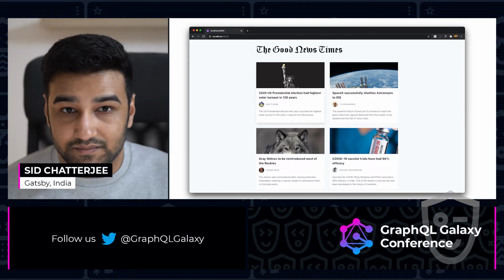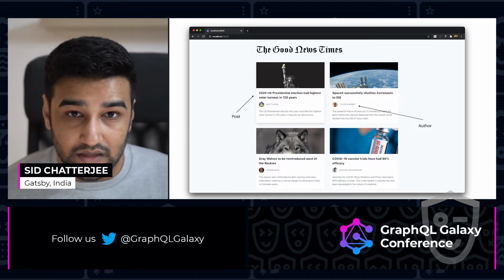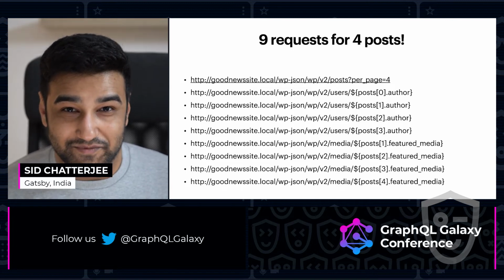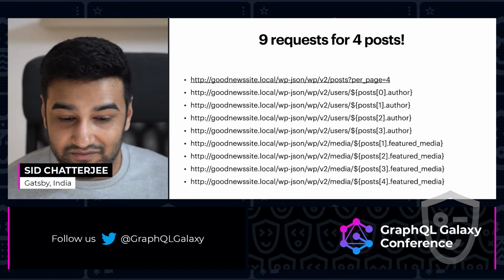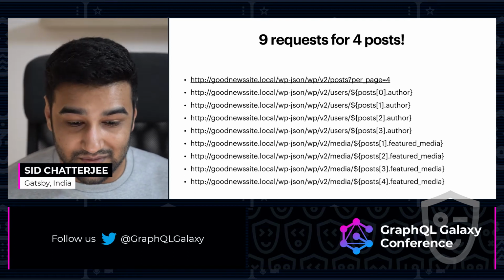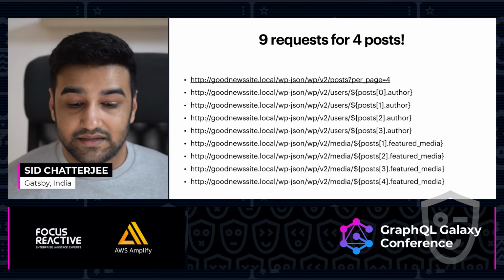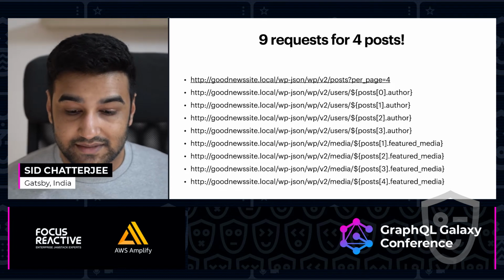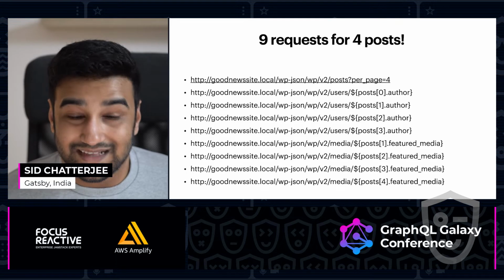Now, to render this page, which again, like I said, has posts and authors, you'll need to make 9 API calls to WordPress if you happen to use the REST API. And I've listed all of these API calls, and you'll see that there's one to get all the posts themselves, and then there's one for each author and one for each featured image. That sums up to 9 API calls for just 4 posts, and that's a lot, right?